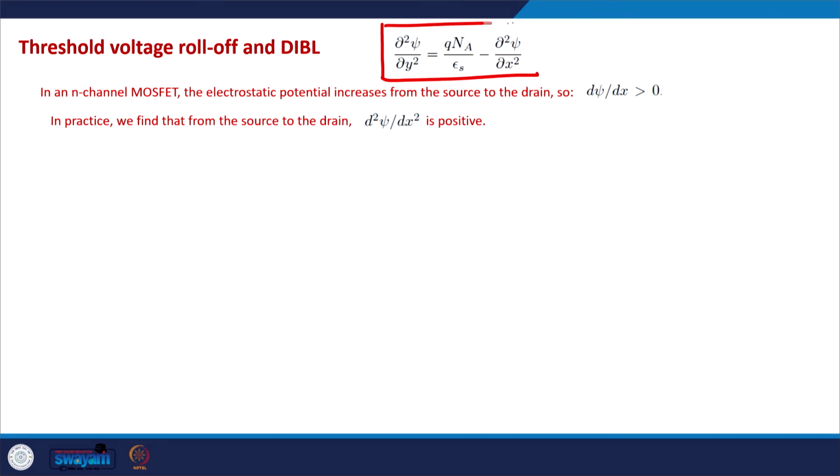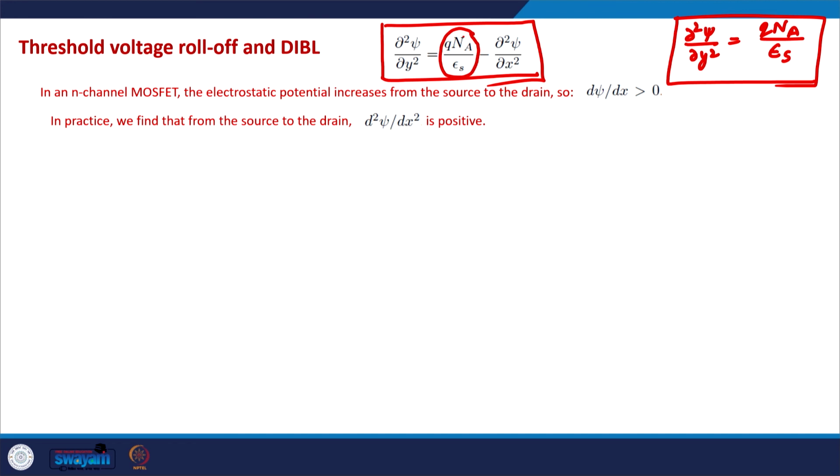Now, if we compare this to the 1D Poisson equation, del 2 psi by del y square, which is q Na divided by epsilon s, in the 2D electrostatics, in addition to this factor of q Na by epsilon s, we also have a positive quantity del 2 psi by del x square.